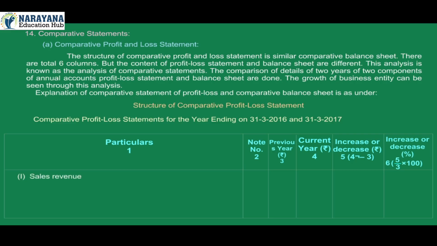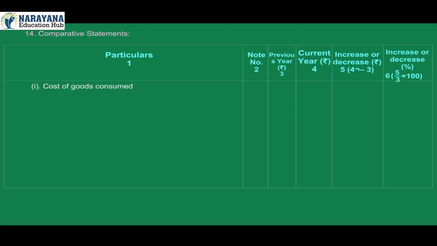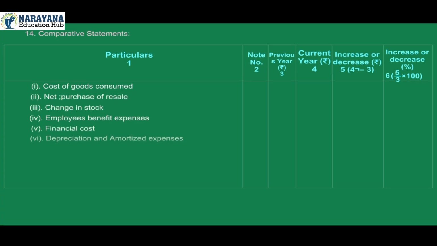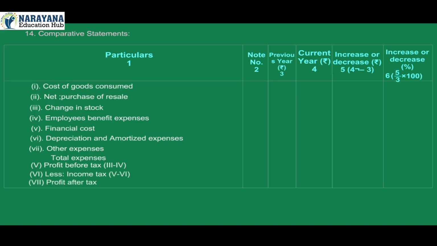1. Sales revenue. 2. Other income. 3. Total revenue, 1 plus 2. 4. Expenses: 1. Cost of goods consumed, 2. Net purchase or resale, 3. Change in stock, 4. Employees benefit expenses, 5. Financial cost, 6. Depreciation and amortized expenses, 7. Other expenses. Total expenses. 5. Profit before tax, 3 minus 4. 6. Less income tax. 7. Profit after tax, 5 minus 6.